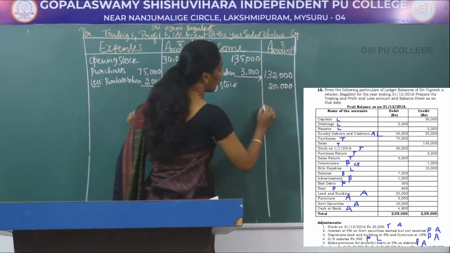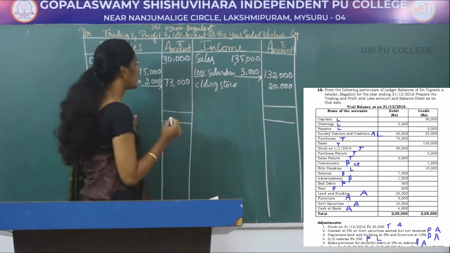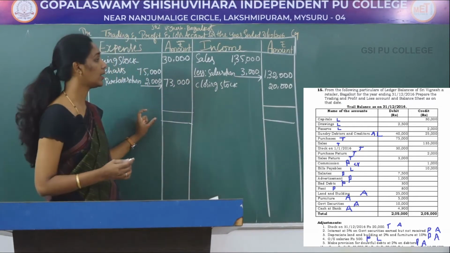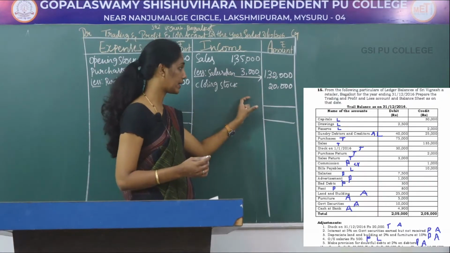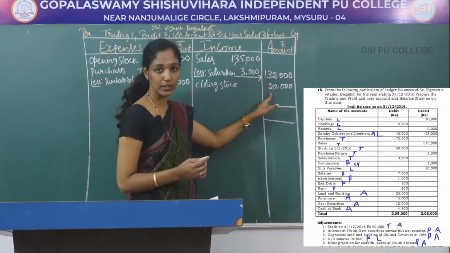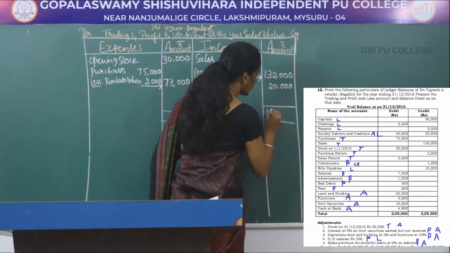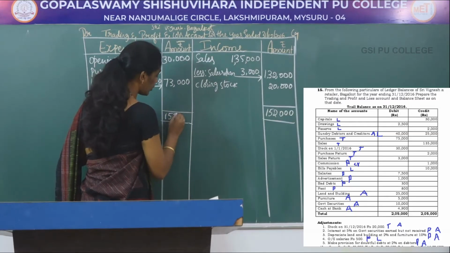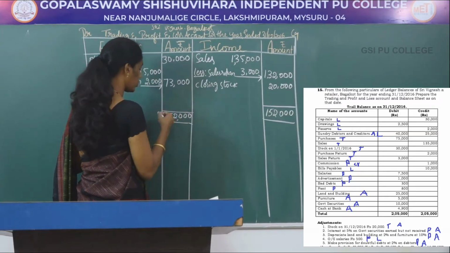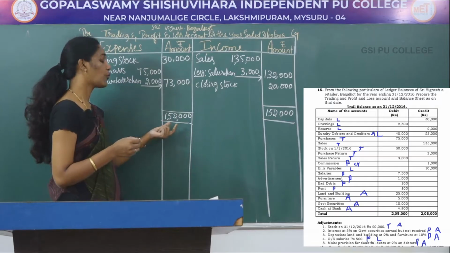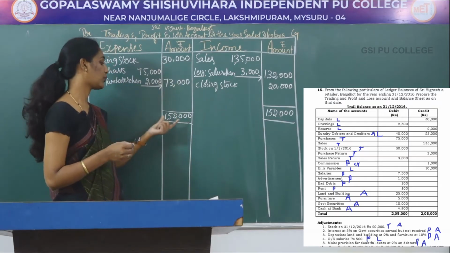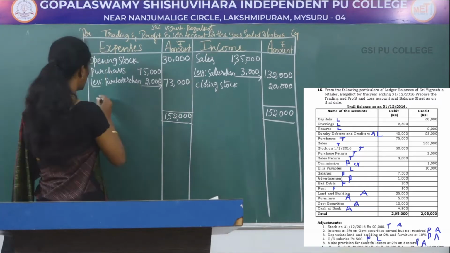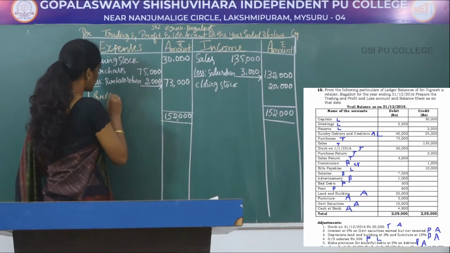So as usual, find out the total of the trading account. Which side is greater? The credit side is more than the debit side. So first you have to make a total on the credit side. 1,32,000 plus 20,000, 1,52,000. So write the same amount on the debit side also, 1,52,000, and now we have to deduct the total of debit from the total of credit. So it will be called gross profit. So write gross profit, carry it down.